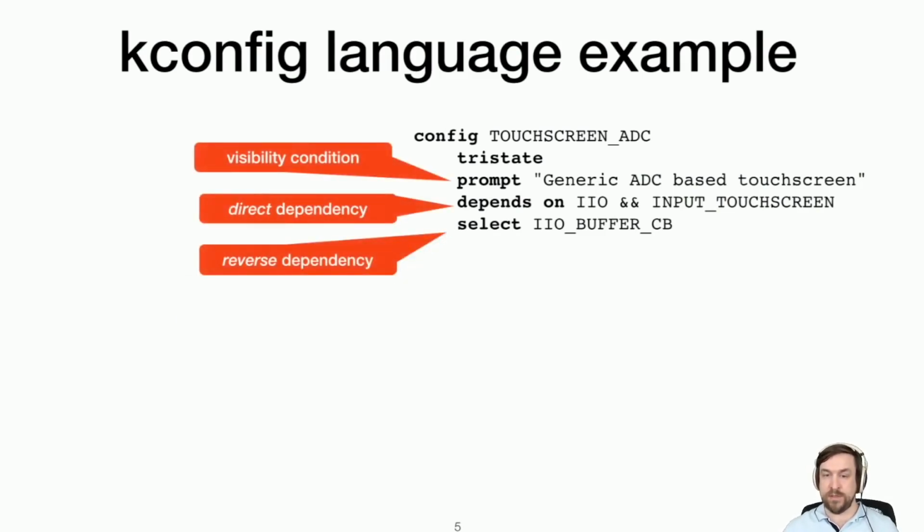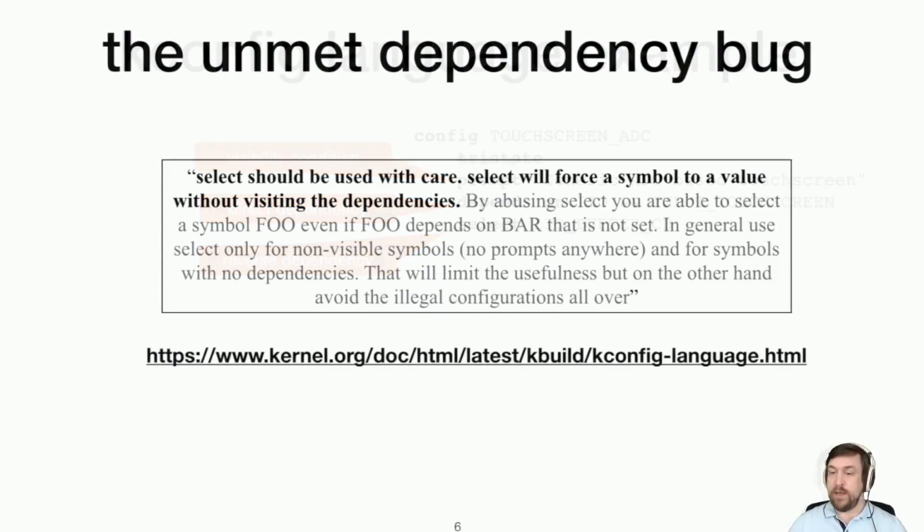These three constructs, along with a few others described in the paper and in the Kconfig manual, conspire to create the behavior of constraints specification in Kconfig. Now, the Kconfig manual warns about the intricacies and the subtleties of the Kconfig semantics. In particular, there's the unmet dependency bug that it highlights.